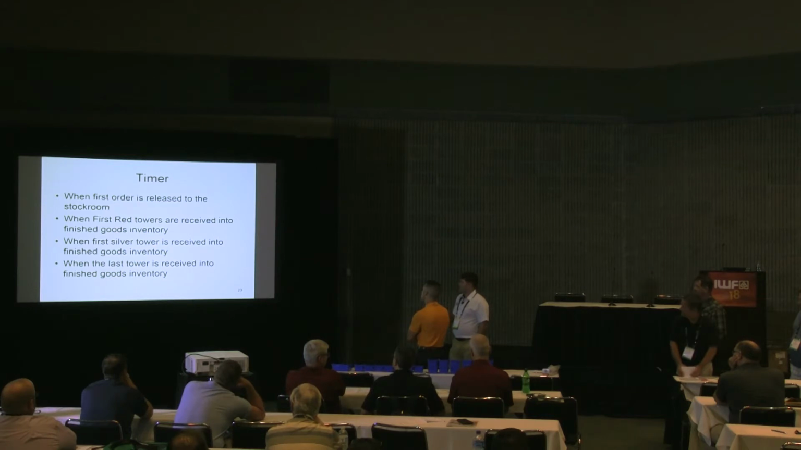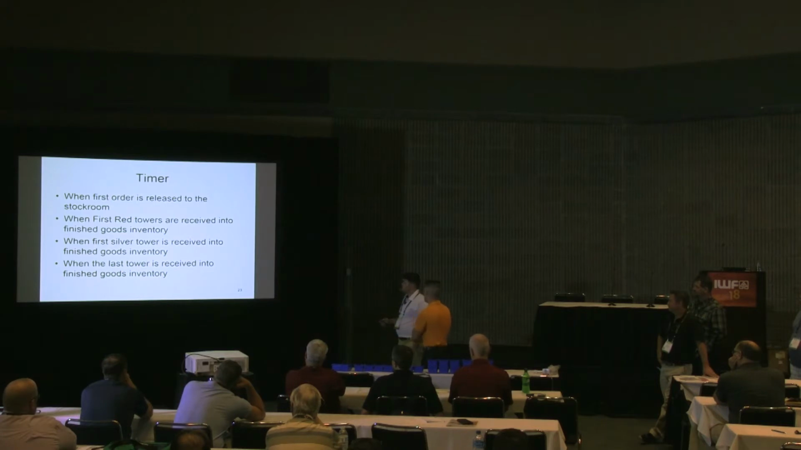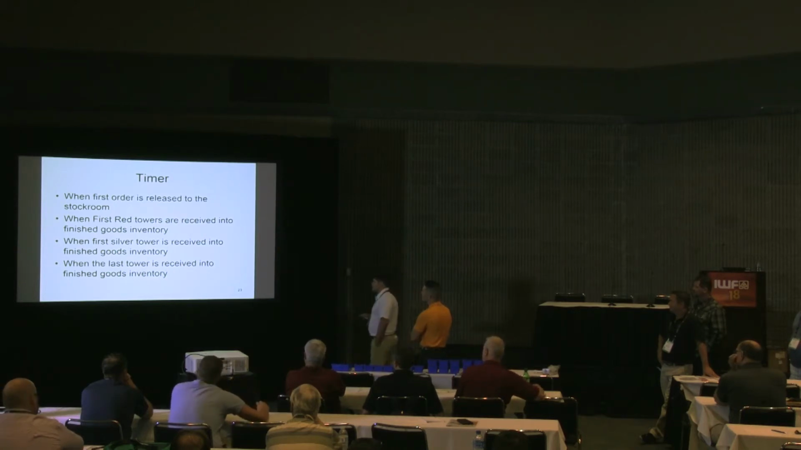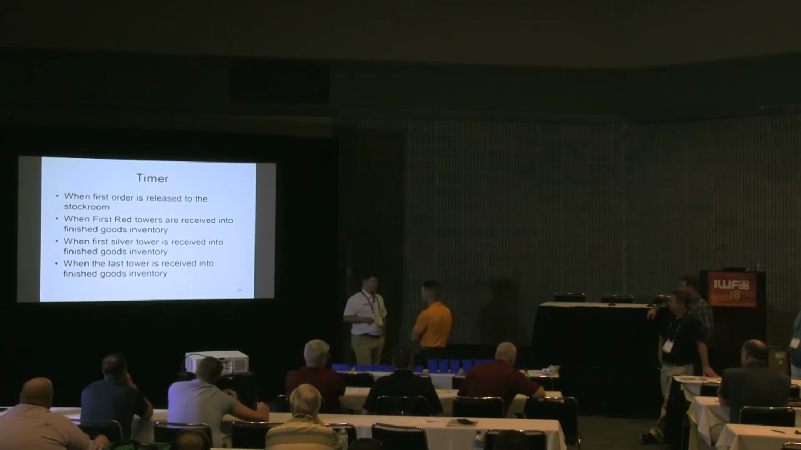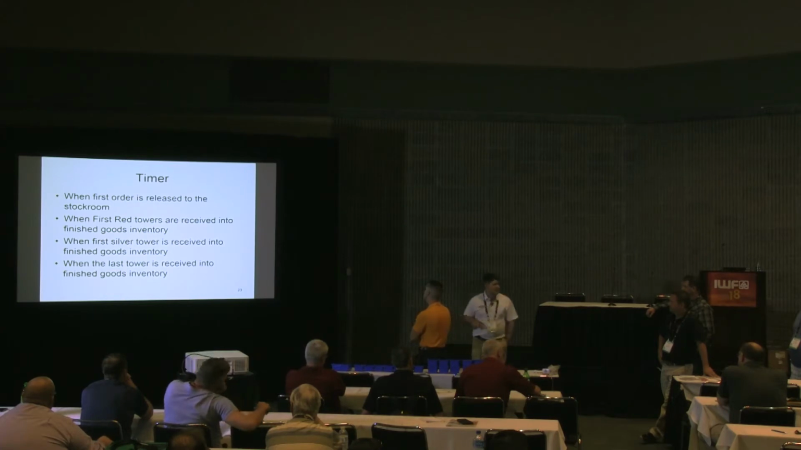Okay? So when the first order is released to the stockroom, you write that time down. When first red towers are received into finished goods inventory. Good ones. Bad ones don't count. It's very common that the first one comes out wrong, so be prepared for that. Okay, when the first silver tower is received into finished goods inventory, and when the last tower is received in the finished goods inventory. So don't feel bad if it's a complete mess. It usually is, especially the second one gets a lot better, right? Because you guys become professionals.